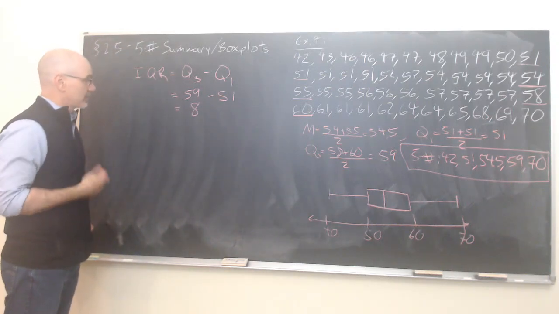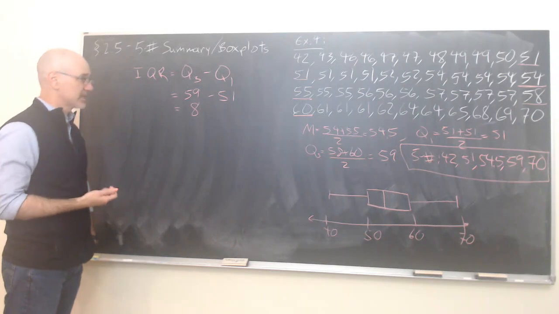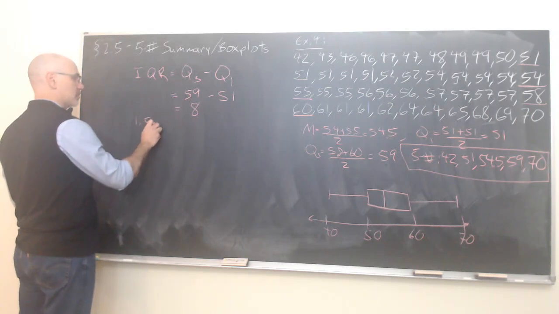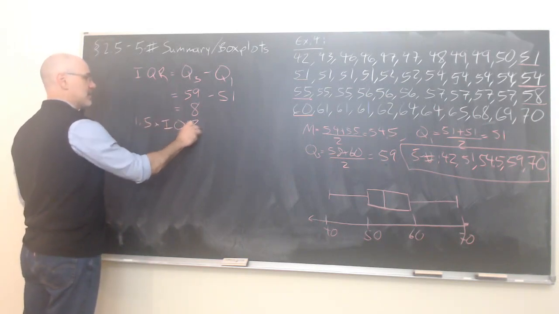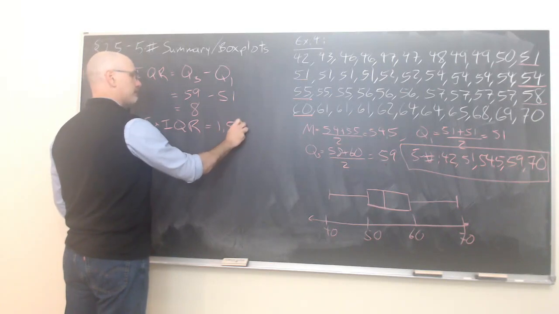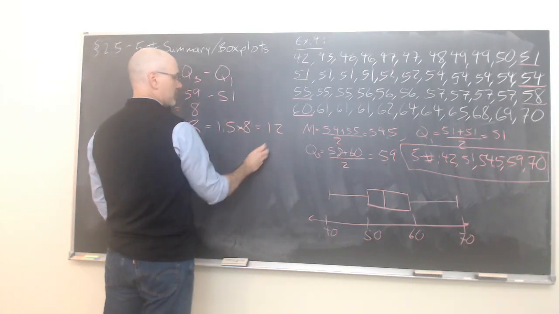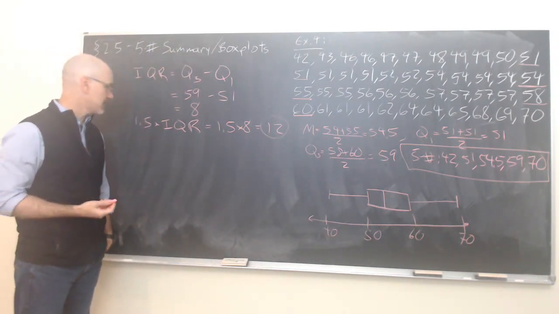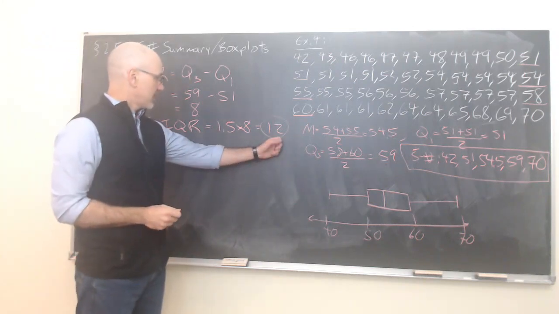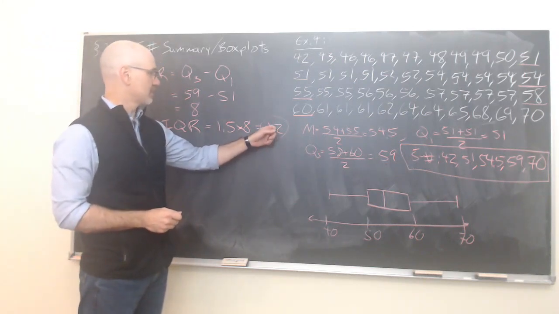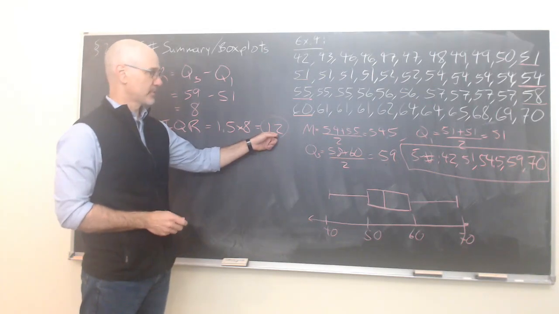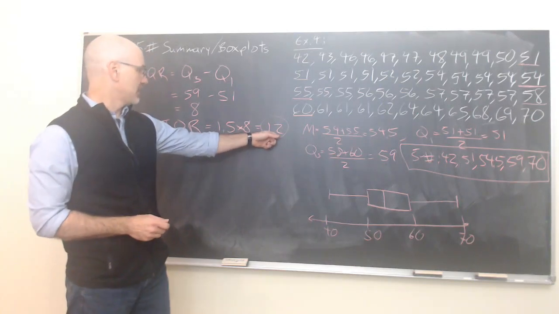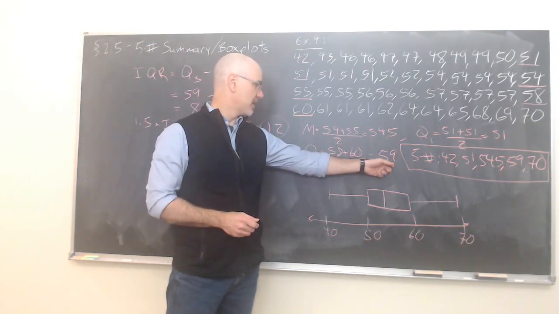Now, one of the criteria for detecting outliers is the interquartile criterion, which says we look for points that are more than 1.5 times the interquartile range. So the 1.5 times the interquartile range number is 12, 1.5 times 8. So we need to figure out now, do we have any points that are more than 12 below the first quartile? And if we do, those are outliers. And also, do we have any points that are more than 12 above the third quartile?